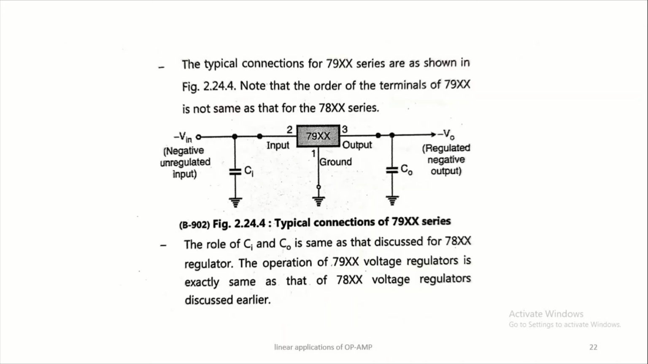Okay. The typical connections for the 79xx series are shown in the figure. Note that the order of the terminals of the 79xx is not the same as that for the 78xx series. The roles of CI and C0, meaning input capacitor and output capacitor, are the same as discussed for the 78xx regulator. The operation of the 79xx voltage regulator is exactly the same as that of the 78xx voltage regulator.